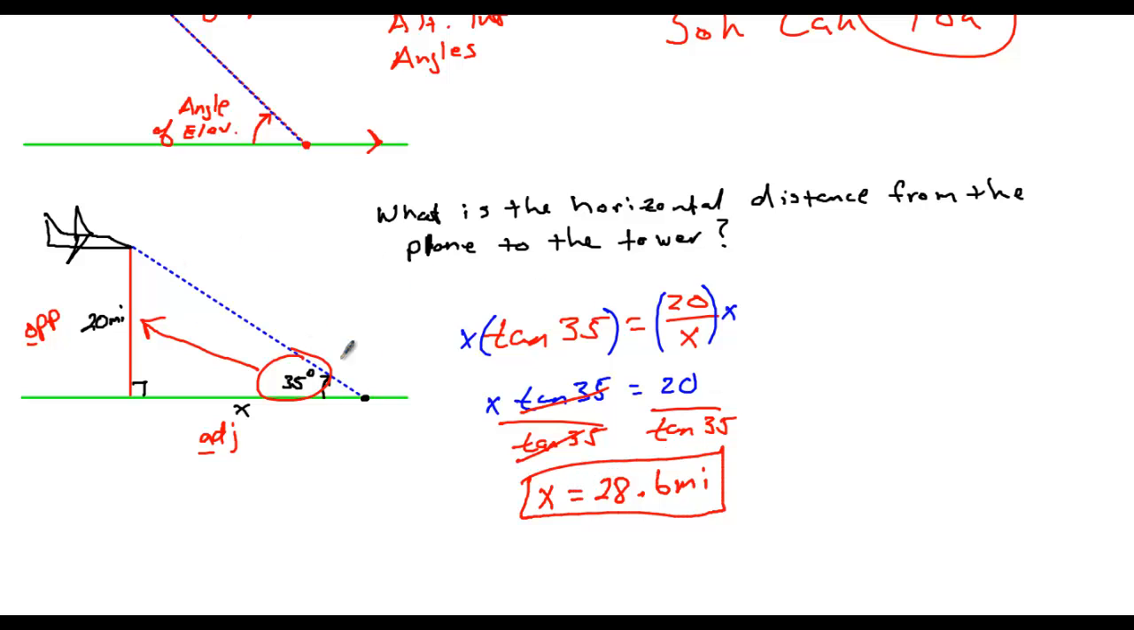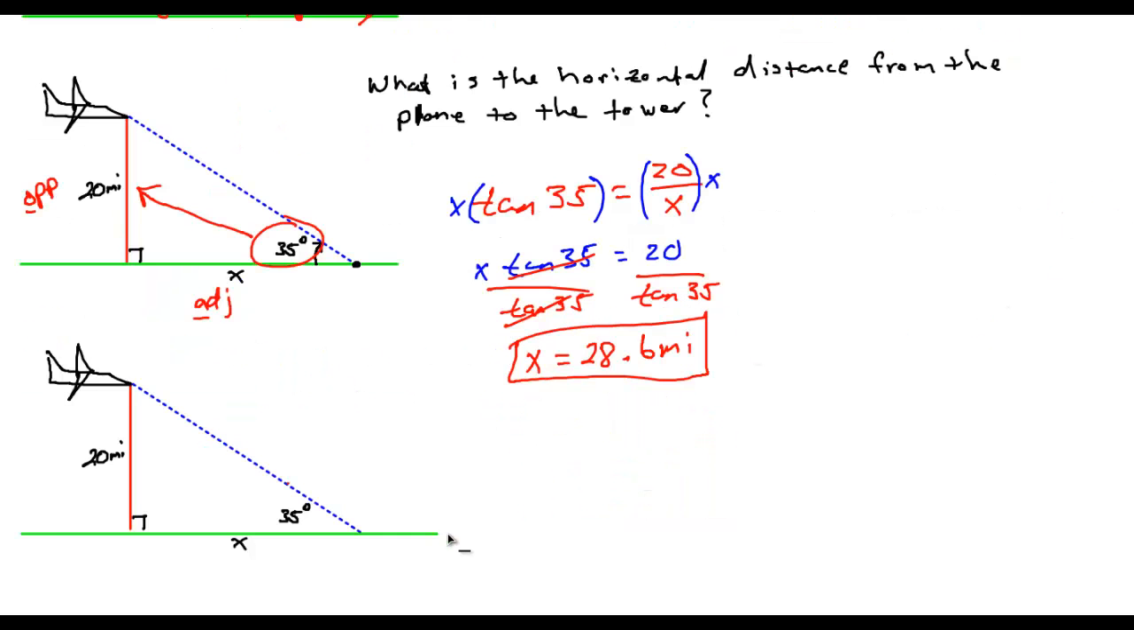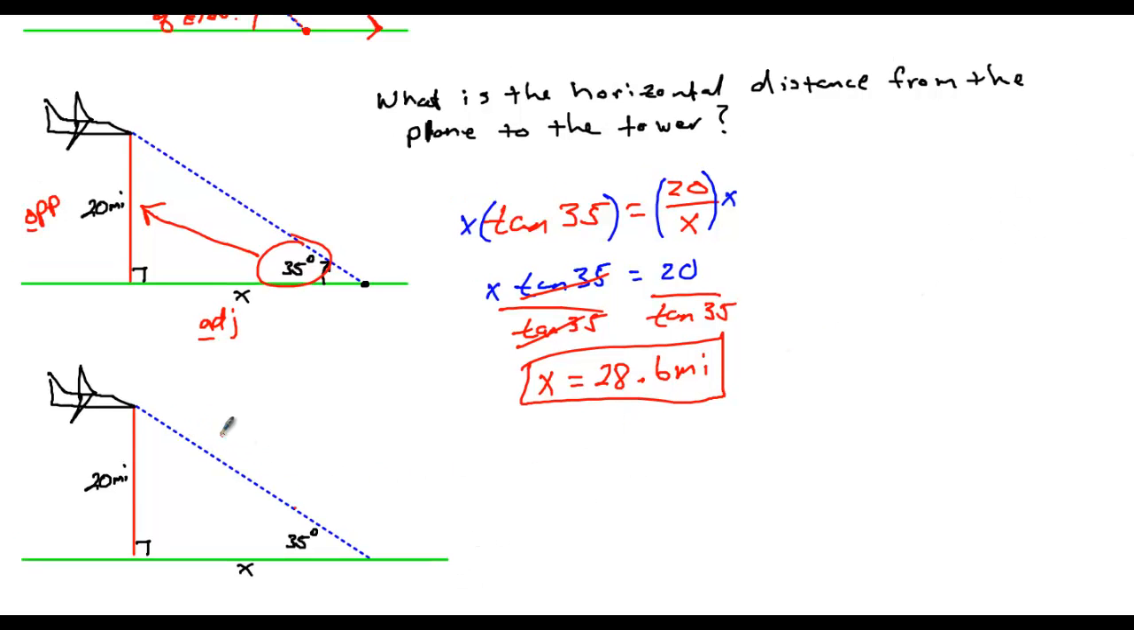Now I'm going to add to this picture. I'm going to do the exact same problem, but I'm going to do it a little bit differently. So, all right, exact same thing. We have our plane flying along, 20 miles off the ground. The angle of elevation from the ground to the plane is 35 degrees.